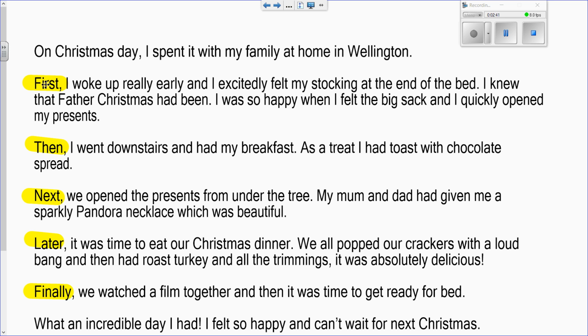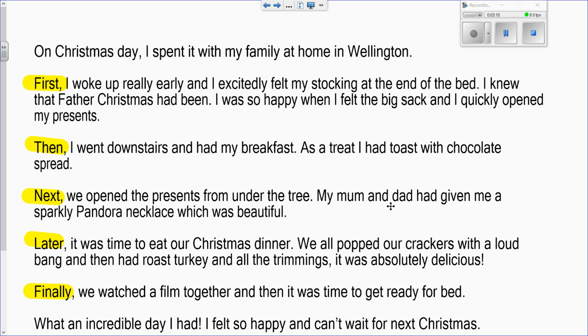We've also got this word underlined, first. We've looked at these before. These are our time conjunction words. They're often at the start of a sentence and they help us put things into a chronological order, so into an order of how we do something. So then I went downstairs and had my breakfast. As a treat, I had toast with chocolate spread. Next, we opened the presents from under the tree. This might be similar to your Christmas Day, or you might do things very differently.